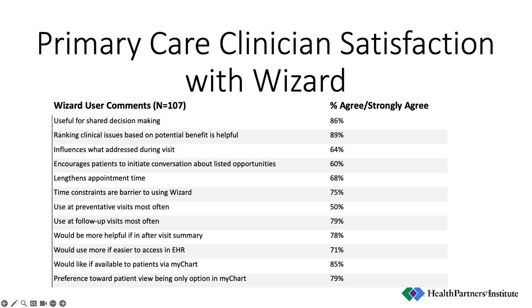Most of the docs said it does lengthen the appointment time if they use it, but they also say it's time well spent. But the time thing is always a problem in primary care, and it is for this too, even though there's no clicks. It's used at both preventive visits and follow-up visits. And docs like it if we put it in the after-visit summary, or if we could make it available in the EMR patient portal, which we're still working on. Next slide.